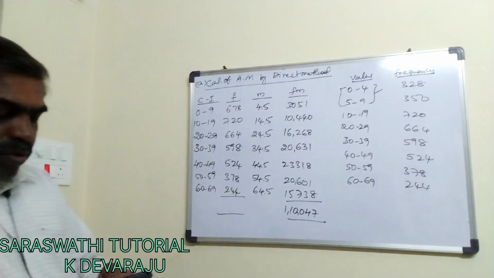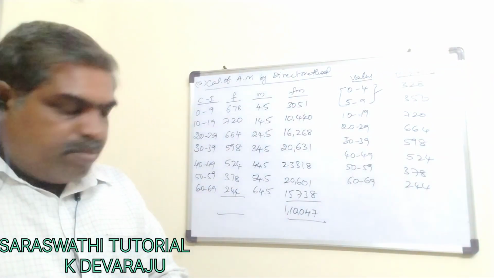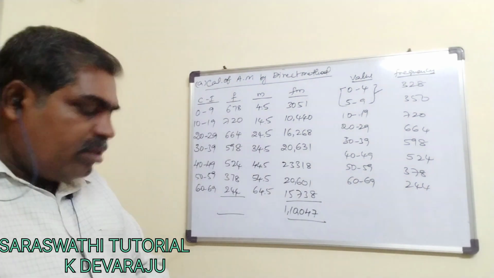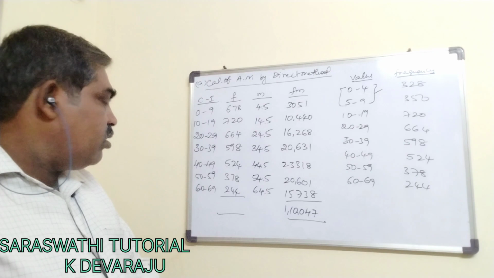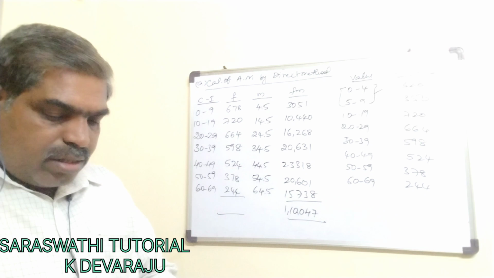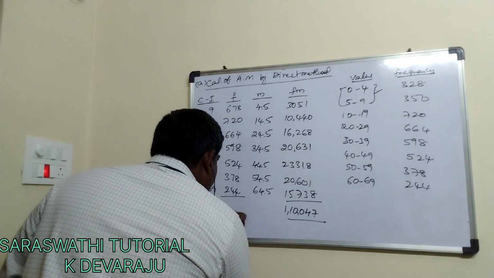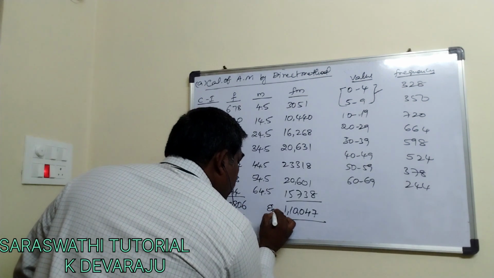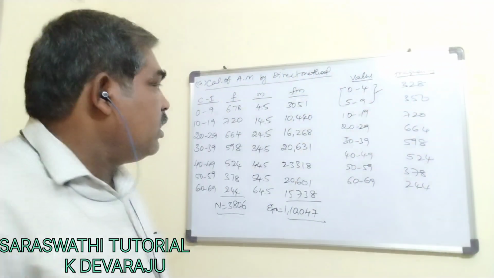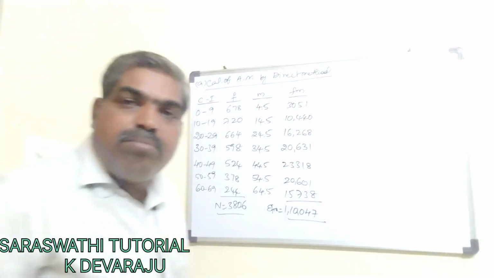Likewise we have to find the total frequency also: 678 plus 720 plus 664 plus 598 plus 524 plus 378 plus 244 is 3,806. This is summation f, 3806. These are the two totals we have to calculate. After calculating that, we have to apply the mean formula.